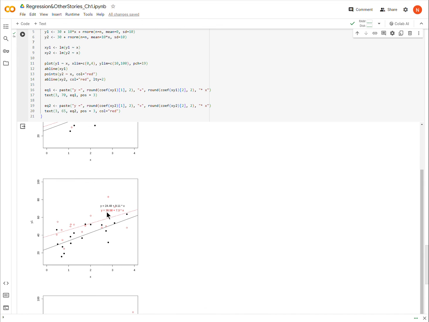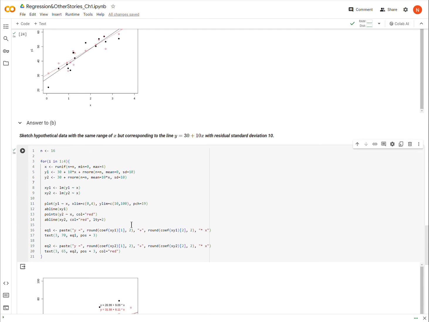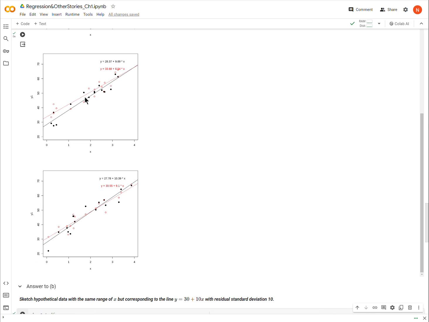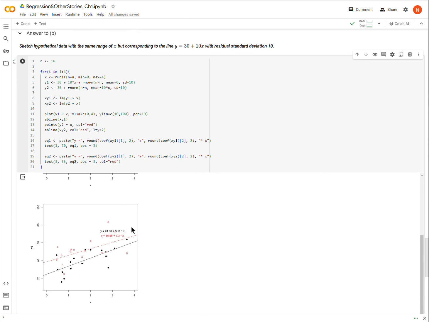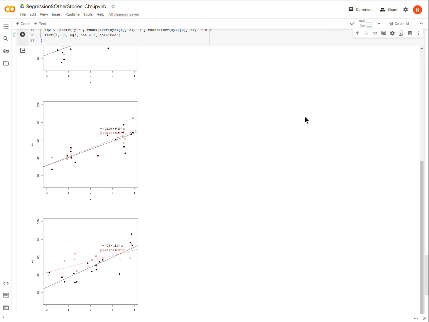You can go through these and look at the coefficients. I would predict that if you were to do this a bunch of times and look at the difference between the estimated intercept and slope, this model would have more deviations from 30 for the intercept and 10 for the slope than the previous one. That's because the larger standard deviation means the data is going to spread out a little bit more, so there's more room for poor estimates of these intercepts. Okay, that's it.